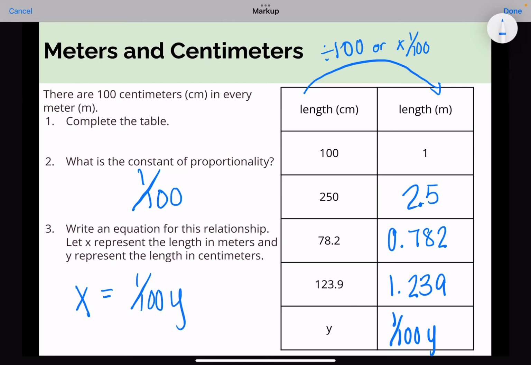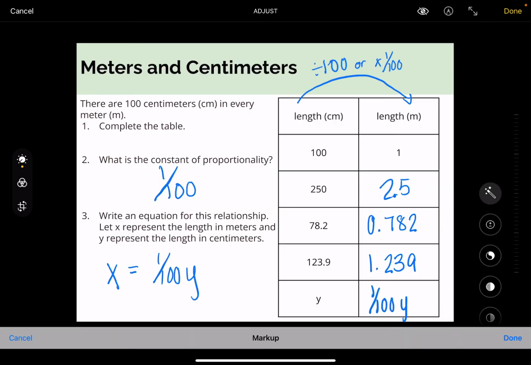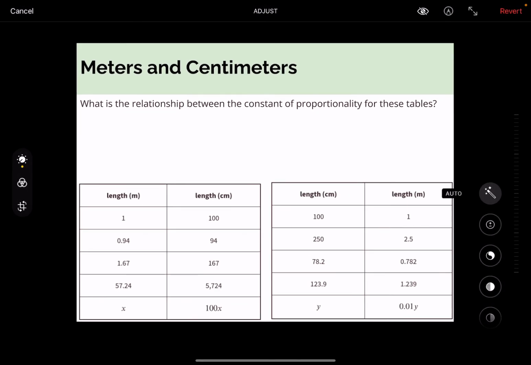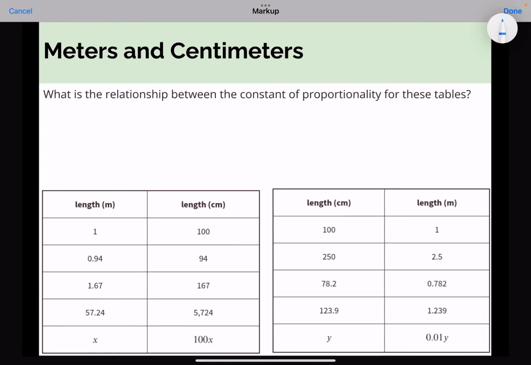Okay, let's move on to our very last problem of this task. And it is asking what is the relationship between the constants of proportionality for these tables. So for the first table, the constant of proportionality is 100. The second table, it was 1/100th. What do these two numbers have in common? Go ahead and pause the video here, complete this problem, and come back once you're ready.